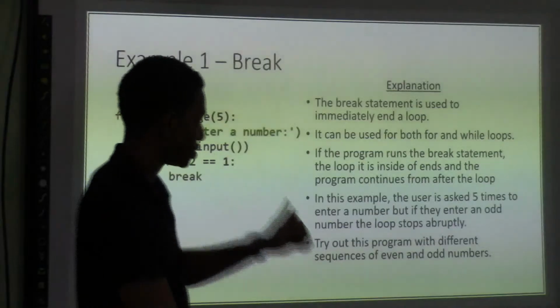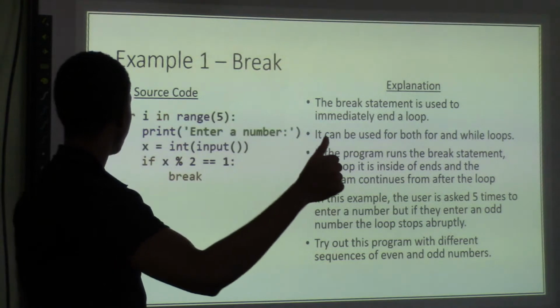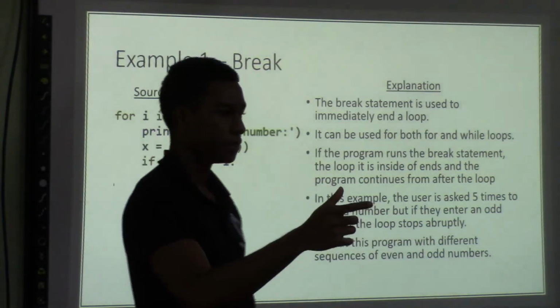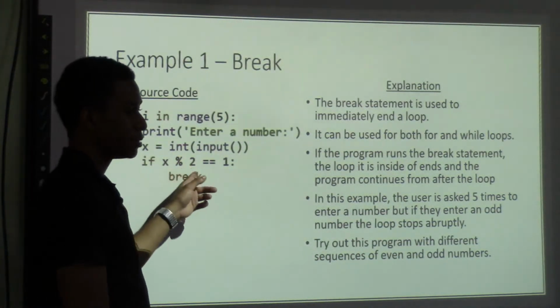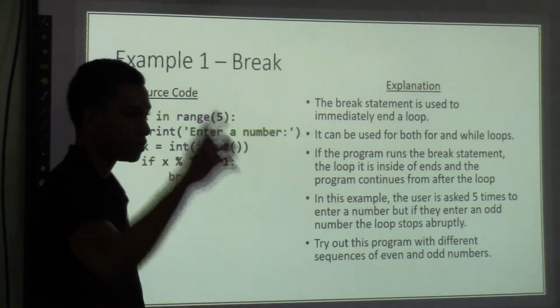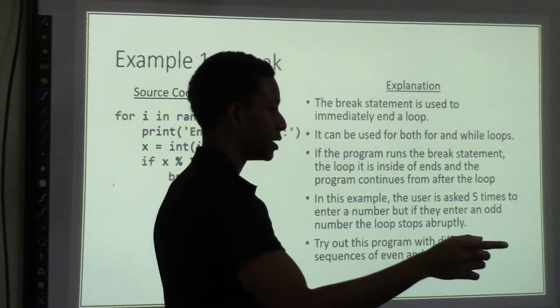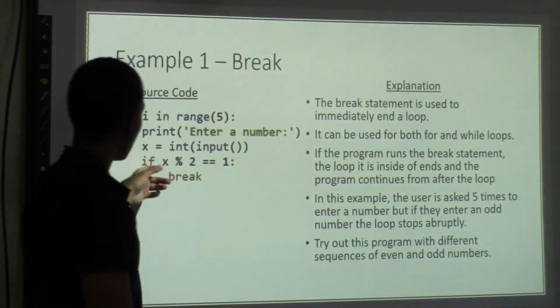So let's try running this program. Right now i equals 0. I'm asking you to enter a number. Enter a number. 10. Is 10 divisible by 2? Yes. So we're going to go through the loop again. Now i is equal to 1. I'm going to ask you to enter a number. 13? Okay. So now we're going to check.